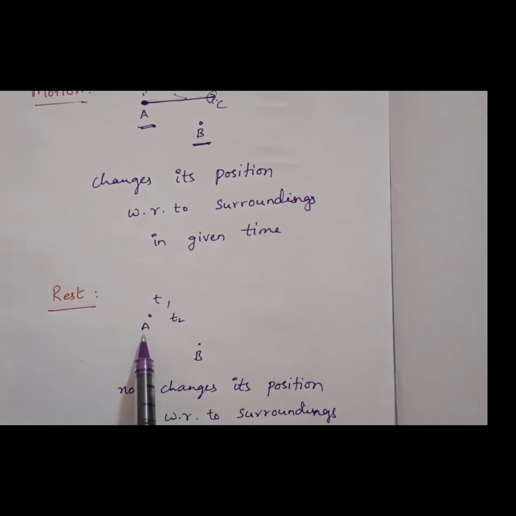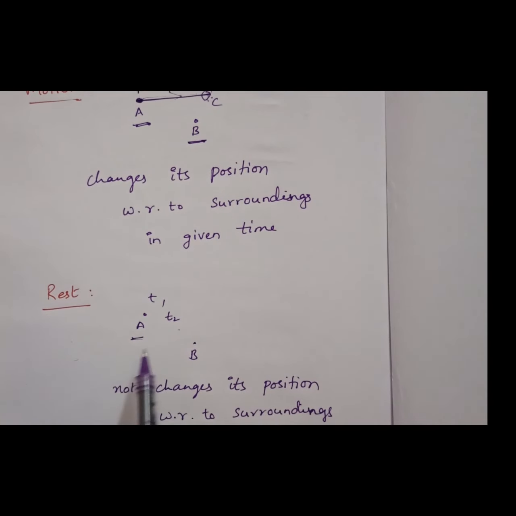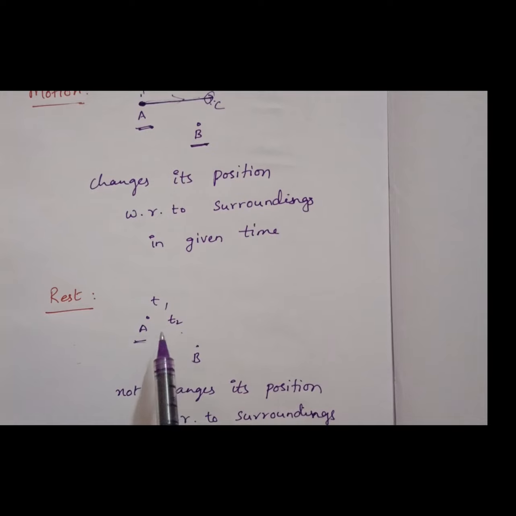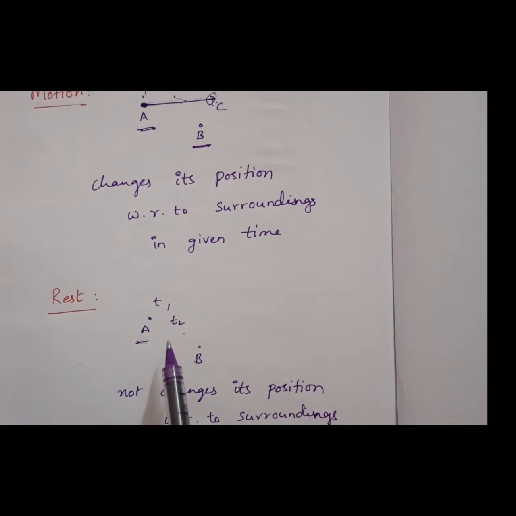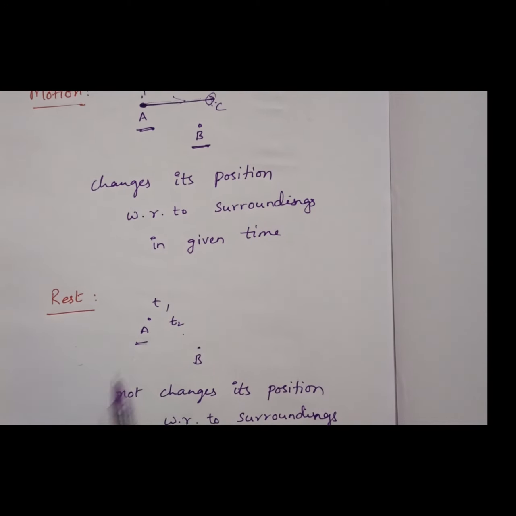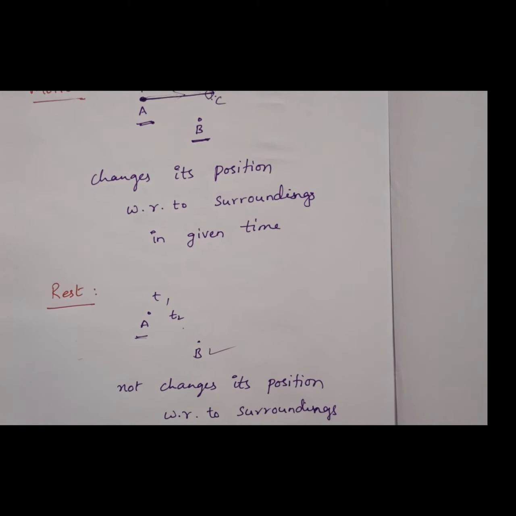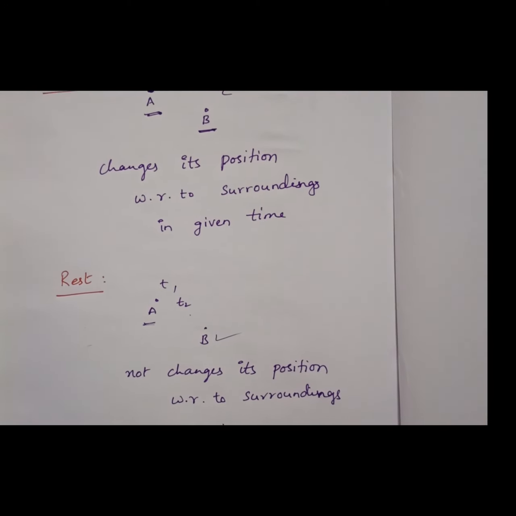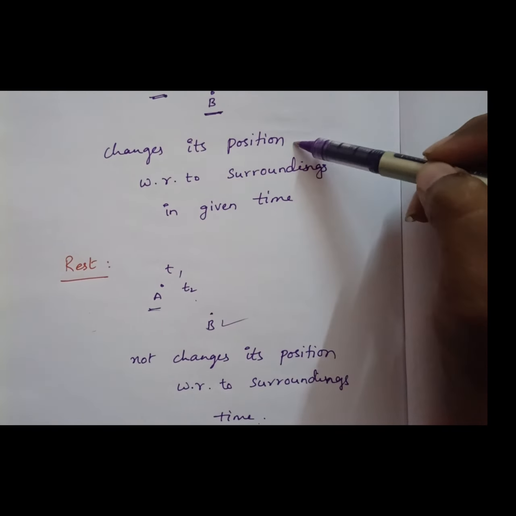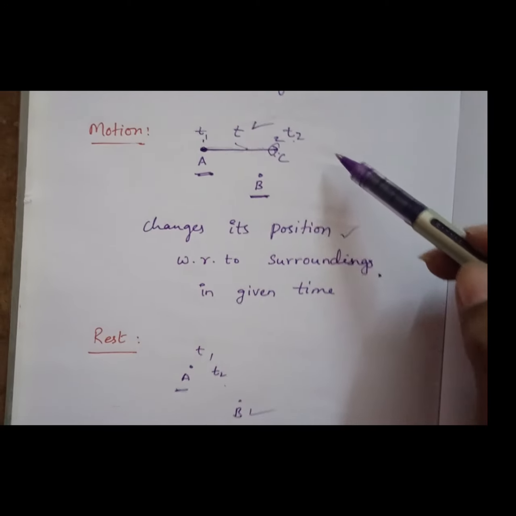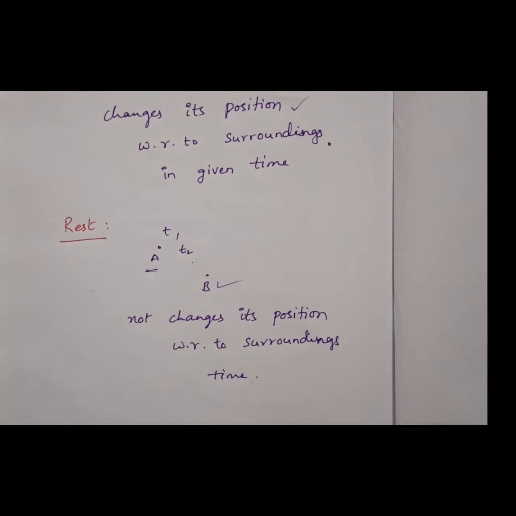Before T1 we don't know what happened to A, and after T2 we don't know what happened to A. During time T1 to T2, for a while, either one hour, half an hour, 10 minutes or 1 minute, A does not change its position with respect to B. Then we can say A is at rest. If it changes its position with respect to surroundings, it is in motion. If it does not change its position with respect to surroundings, it is at rest.